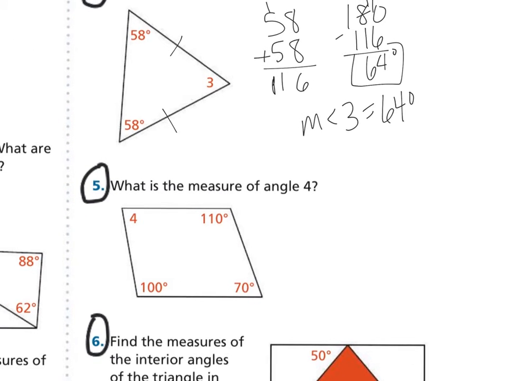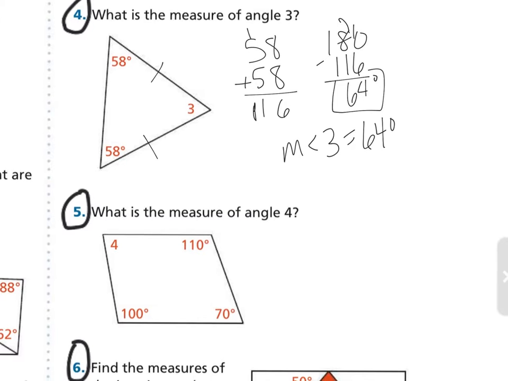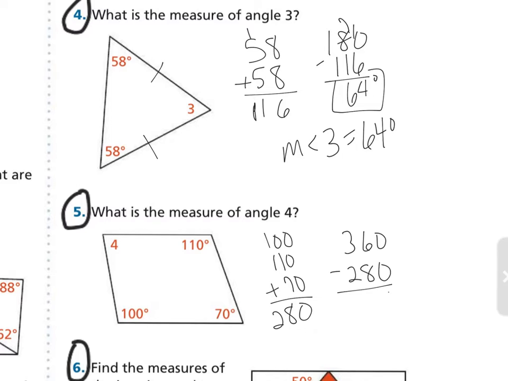Similar idea if we look at number 5. Number 5 though is a quadrilateral. So we've got 100 degrees, 110 degrees, and 70 degrees. So we've got 280 degrees used up. In a quadrilateral, we know we've got 360 degrees total. So 360 minus 280 would leave us 80 degrees for angle 4.